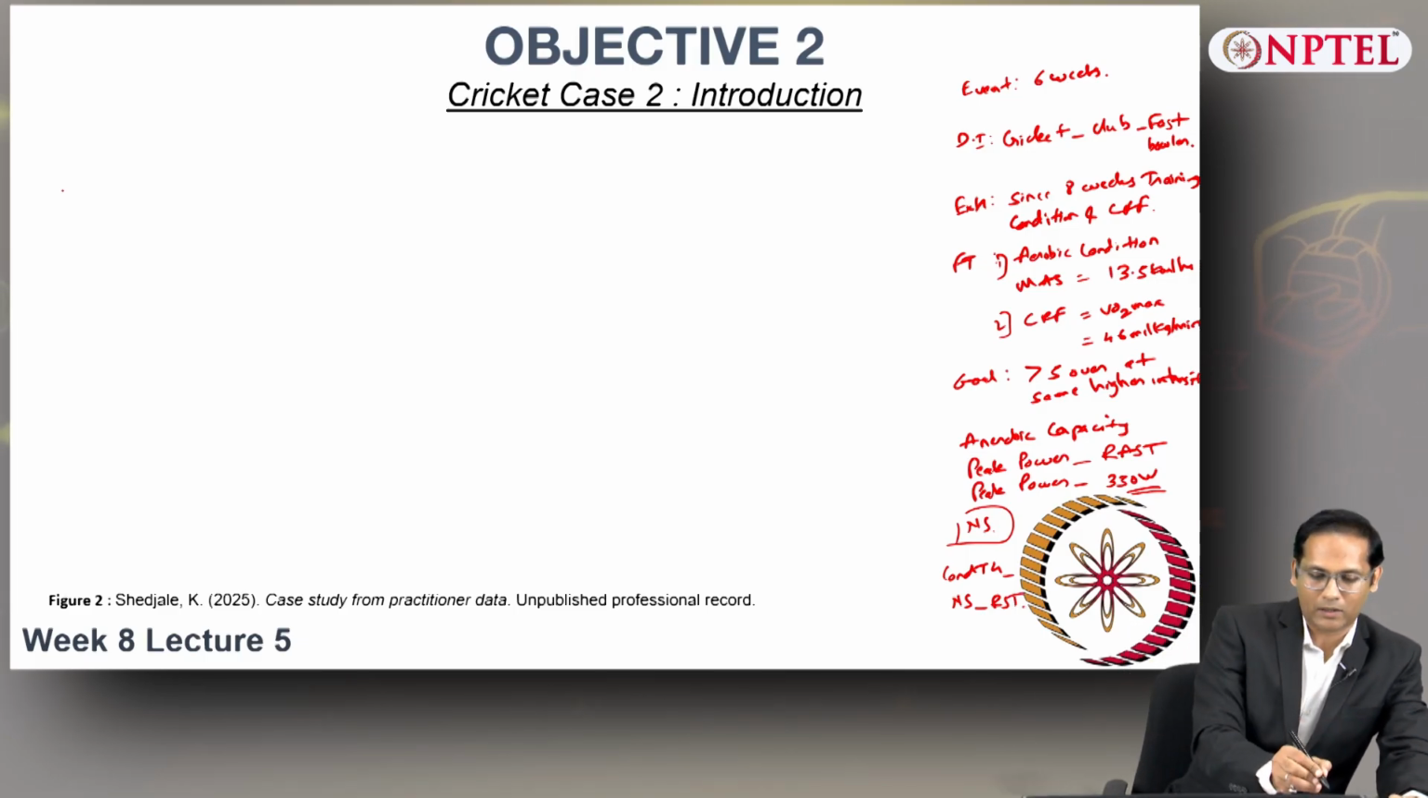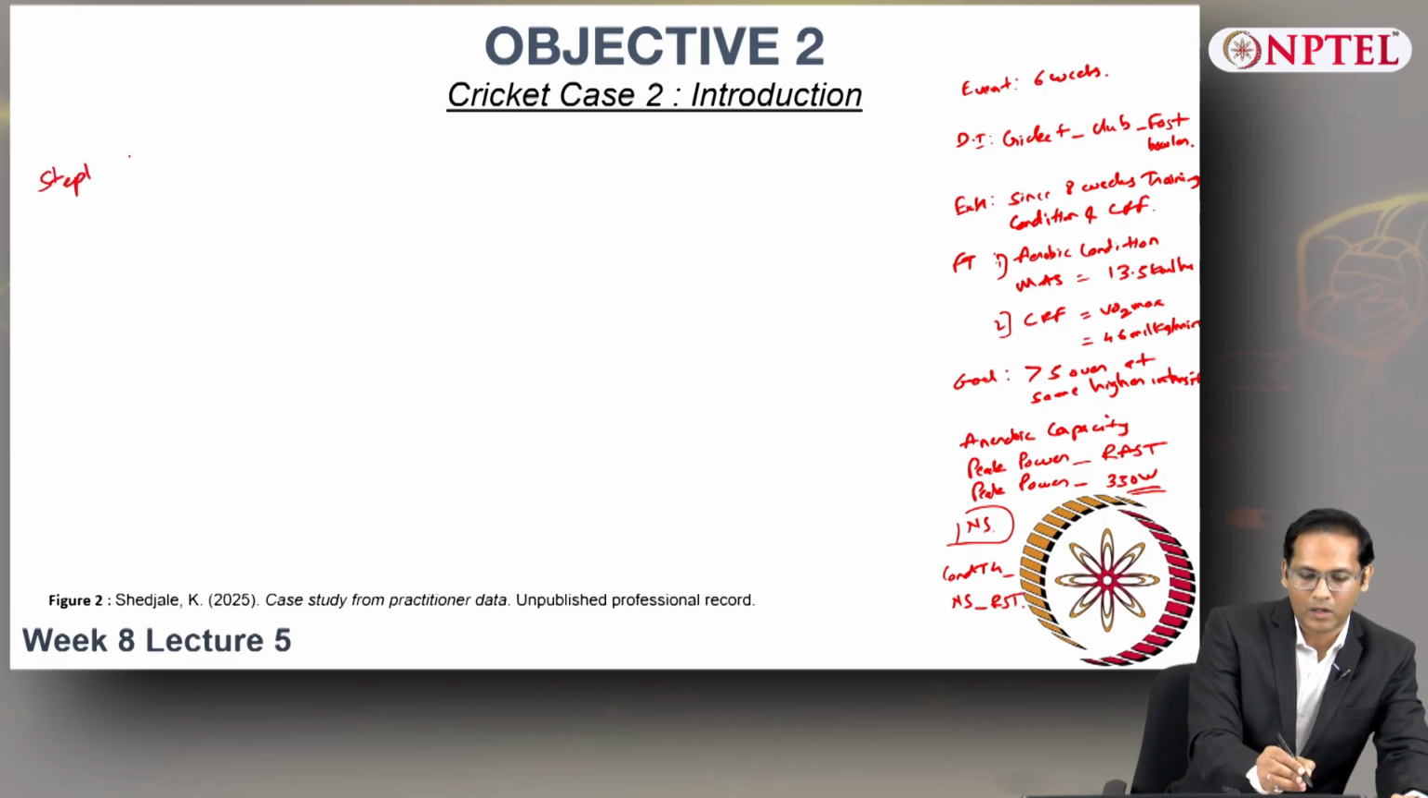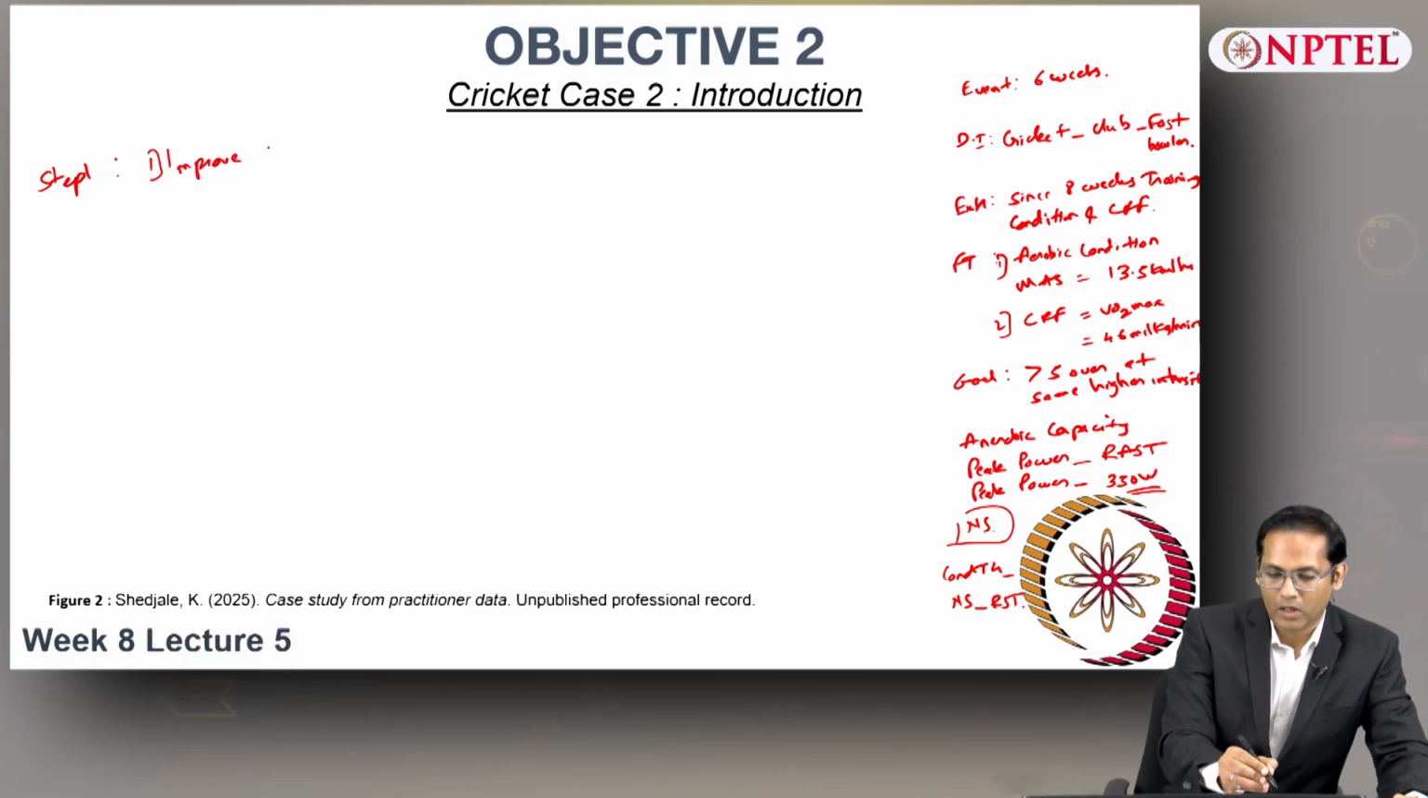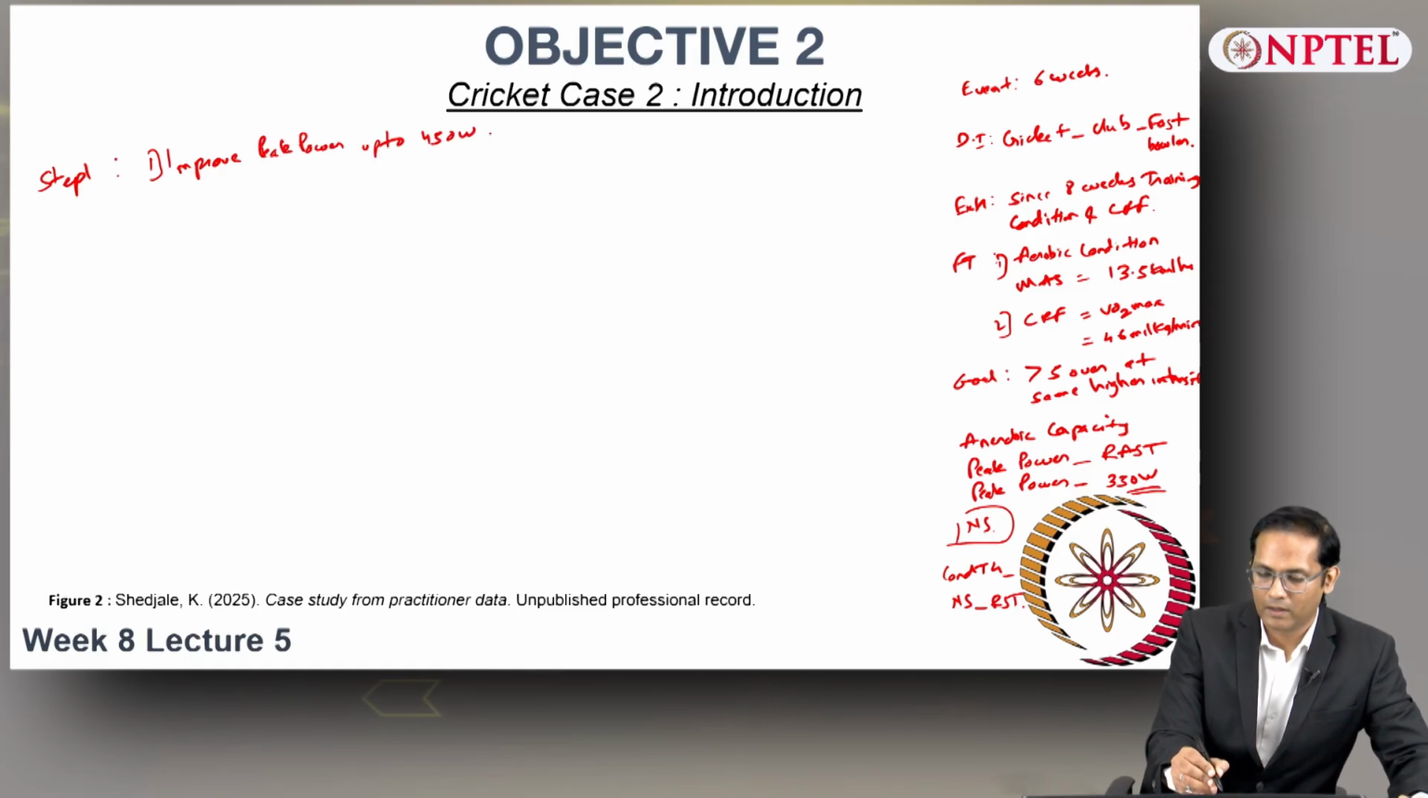Now the ultimate step number 1, the SMART goal, is to improve peak power up to 450 watts, which is done by conditioning type 4, RST.